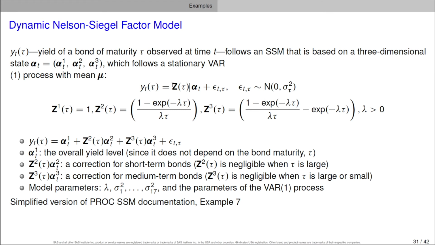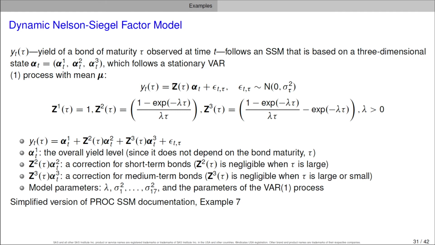Secondly, the system matrix Z depends on two parameters: the maturity tau and a positive parameter called lambda. So let me explain this z vector. The first element of this z vector is just 1. The second element of this z vector is a somewhat complicated function of lambda and tau, and z3 also is another function of lambda and tau.